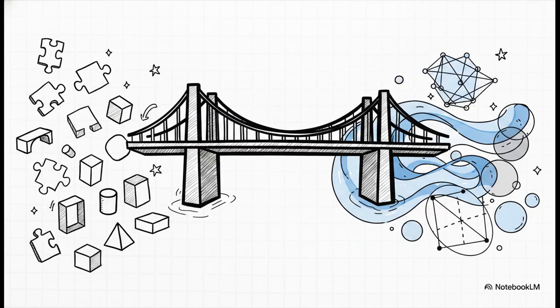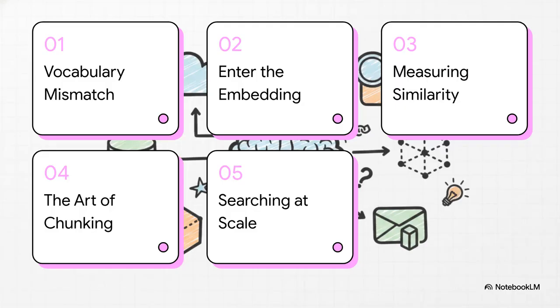Honestly, every single time you ask an AI to find similar documents, recommend a product, or compare meanings, you are actively relying on this exact mathematical bridge. So here is our game plan for today. We're going to follow the exact journey of a query, starting with a vocabulary mismatch, then enter the embedding, check out measuring similarity, discuss the art of chunking, and wrap up with searching at scale.